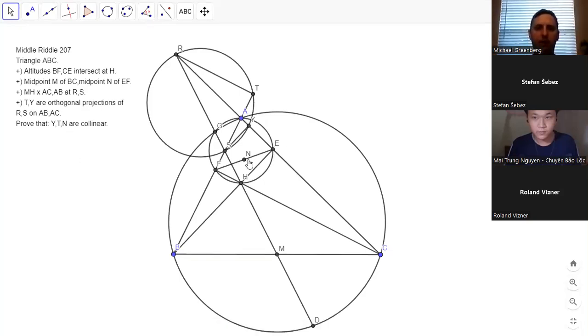So yeah, angle ENH is equal to angle CHM. And we want to show that's EHY. We also know that this is cyclic, so we have a lot of cyclic quadrilaterals here. Any other cyclic quadrilaterals we can find?